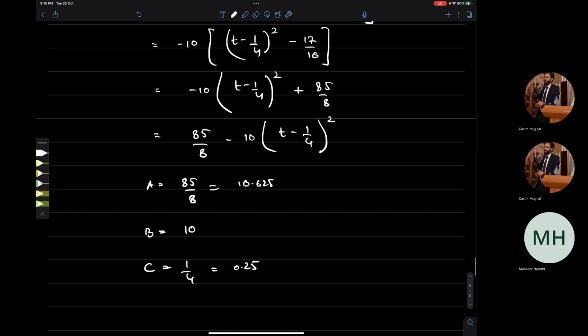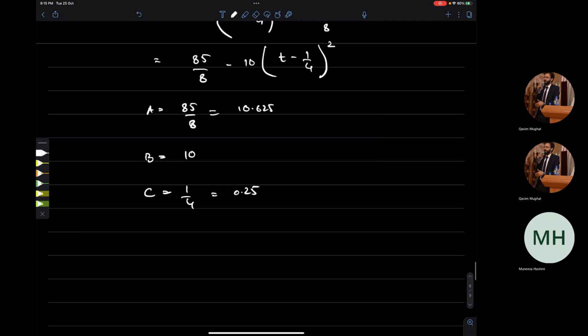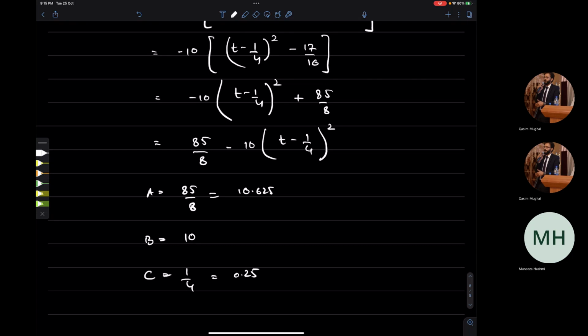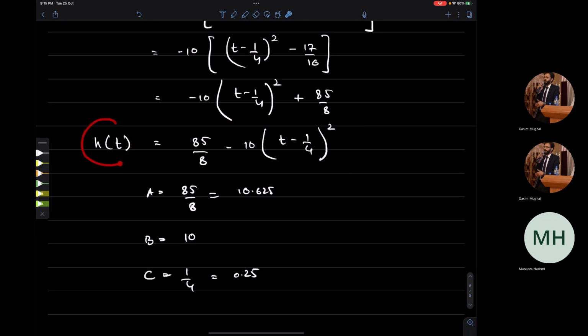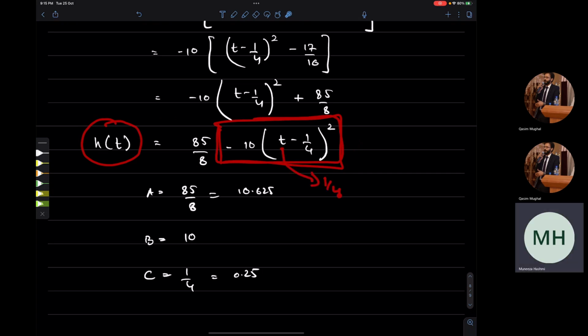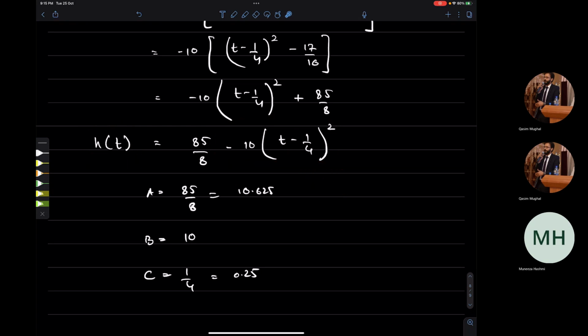So in short, we need to look for the maximum value of this function. This is height. When are we going to get the maximum value of this? We'll get the maximum value when this thing is 0. When would this thing be 0? When t is equal to 1 by 4, isn't it? Yes.